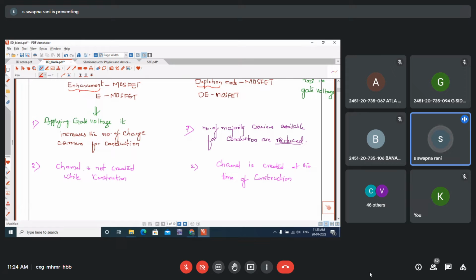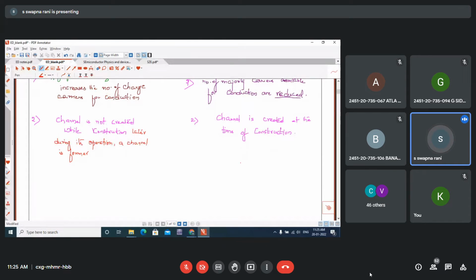But later, during its operation, the channel is formed internally. A channel is formed. Whereas here, the channel is already created during construction.